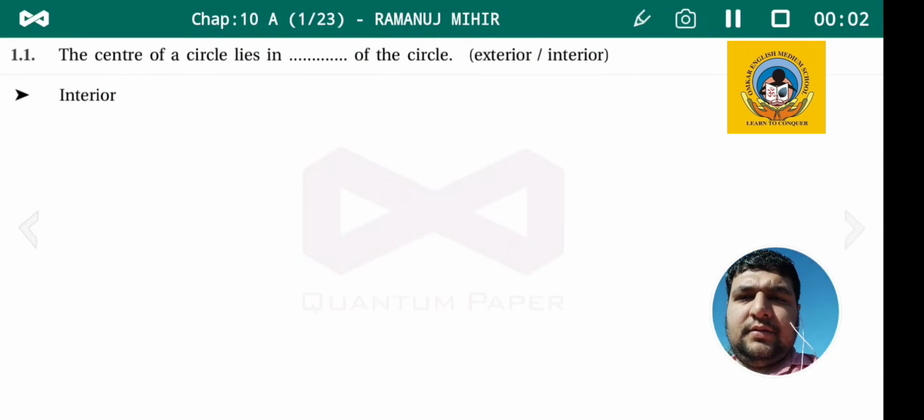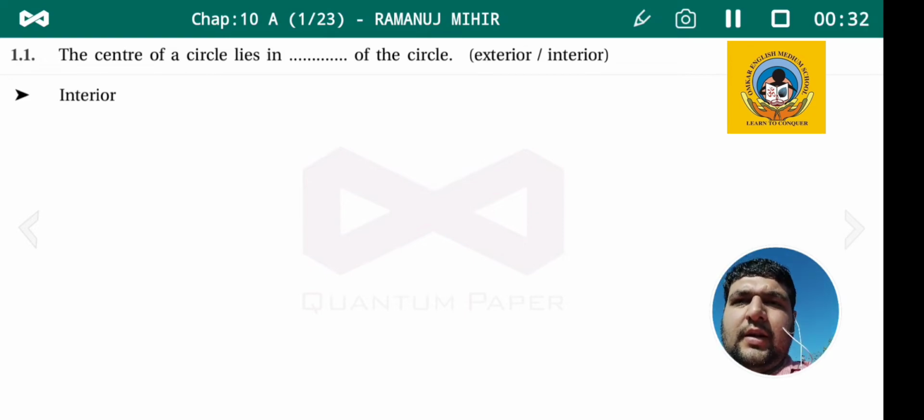Okay, students. So today we will start chapter number 10, Circles, and we will try to solve exercise 10.1 from the chapter. Okay, so let us see. The center of a circle lies in blank of the circle.